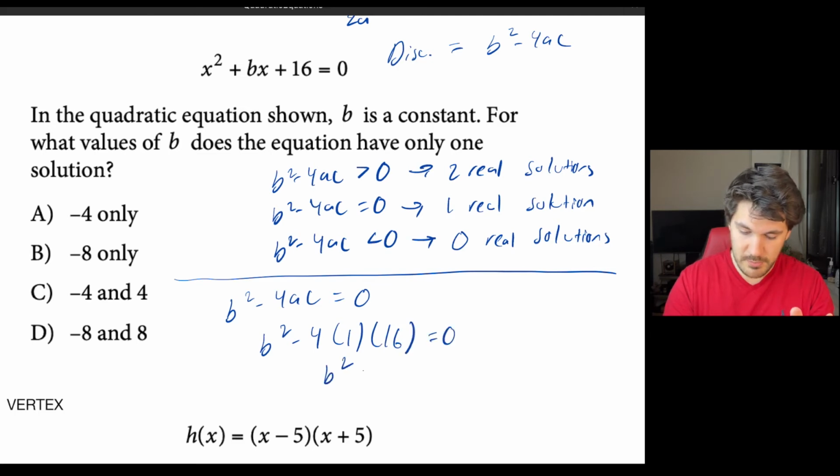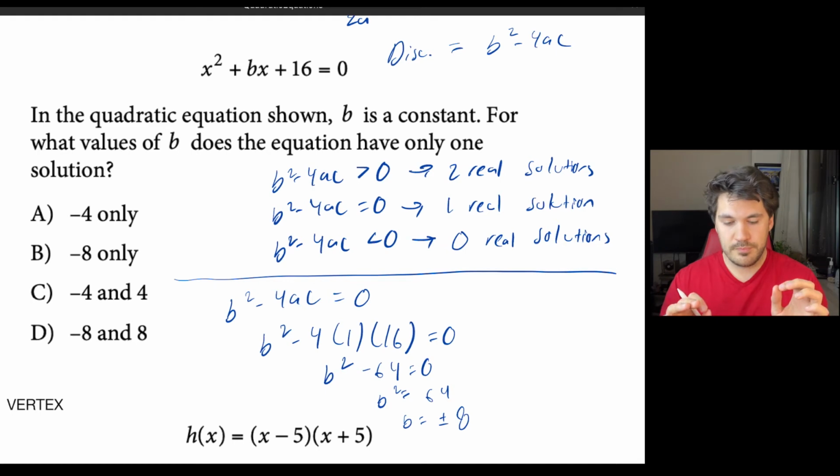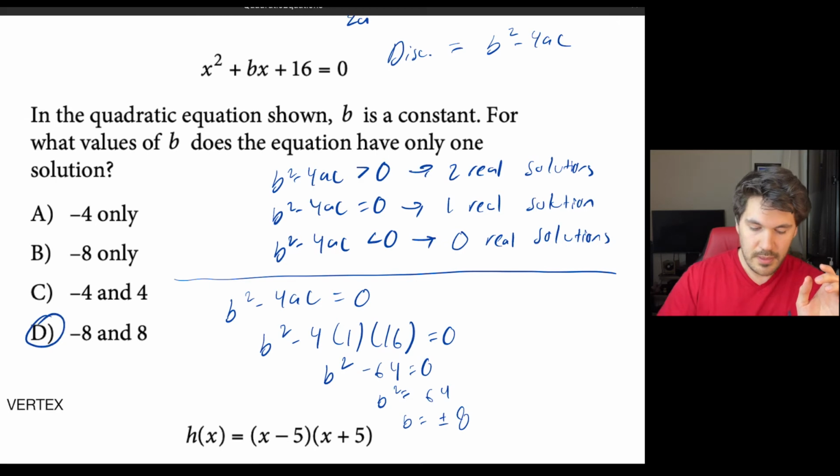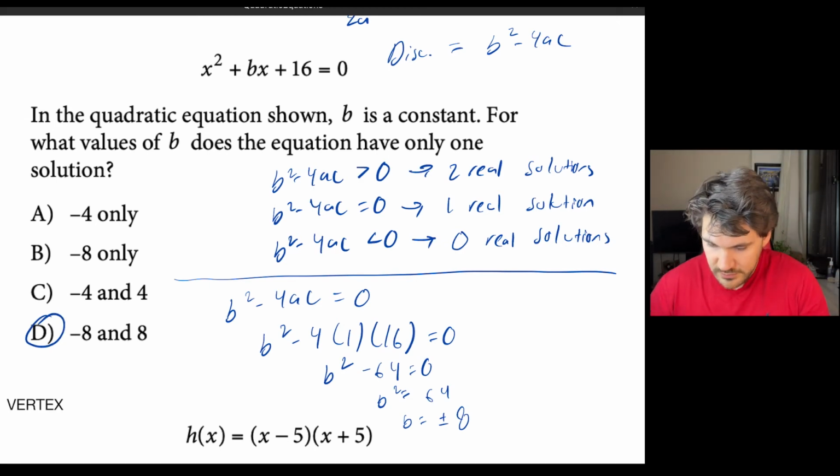So b squared minus 64 is equal to 0. b squared has to be equal to 64. So b is equal to plus or minus 8. Boom. Okay. That's it. We're done. Now, if you want to double check yourself, you could plug it back in and test it out. But we just proved that, so I'm not going to spend time doing that, but you could.